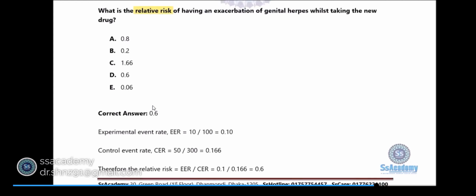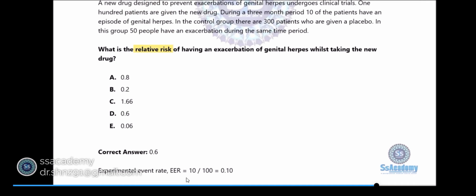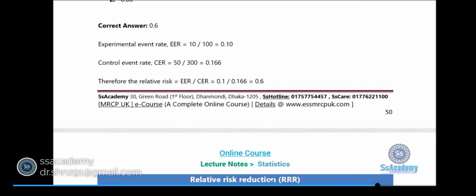So this is 0.6. How to do that? The experimental event rate equals 10 by 100, 0.10, control event rate equals 50 by 300, and relative risk equals 0.1 divided by 0.16, which is 0.6.